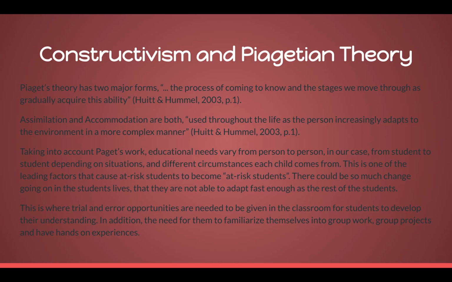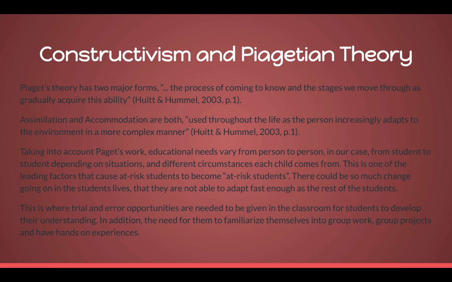Constructivism and Piaget's theory. Piaget's theory has two forms: the process of coming to know and the stages we move through as we gradually acquire this ability. Assimilation and accommodation are both used throughout life as a person increasingly adapts to the environment in a more complex manner. Taking into account Piaget's work, educational needs vary from person to person, in our case, from student to student, depending on situations and the different circumstances each child comes from.